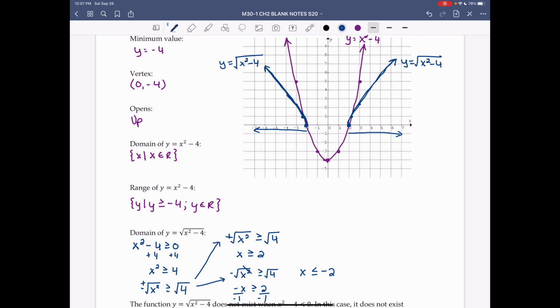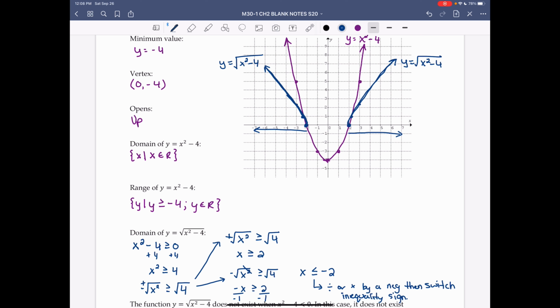Because remember, when we divide or multiply by a negative, we switch the inequality sign.